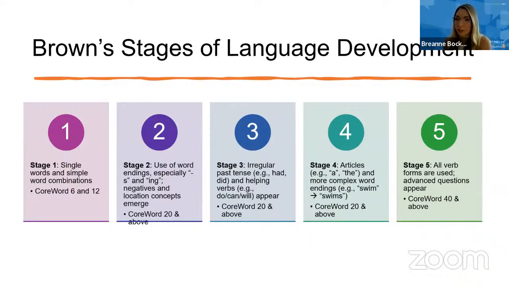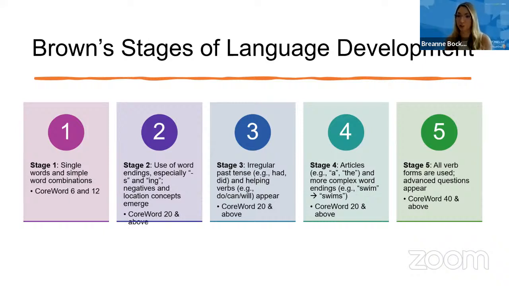Now let's go through each stage of Brown stages and how they relate to each of our CoreWord layouts. So in stage 1, we typically see single words and simple word combinations, and these words often represent really concrete objects or actions, like ball or eat or mom. In this stage, communicators are relying more heavily on nouns and verbs to express their basic needs and desires. So they may just say ball to request a ball, or they may say eat when they're hungry. And this stage corresponds with our CoreWord 6 and 12, which are designed for those most emergent communicators to have access to those sorts of words.